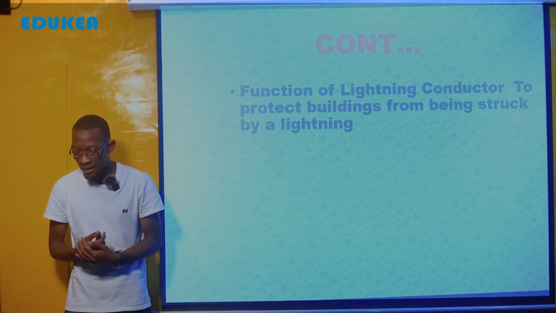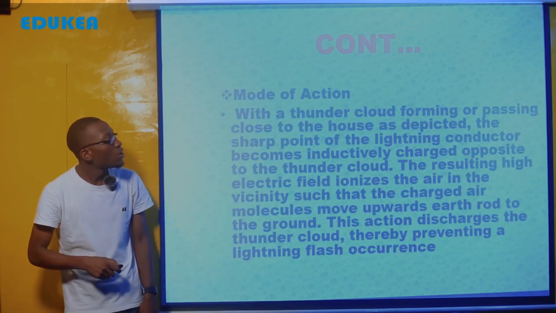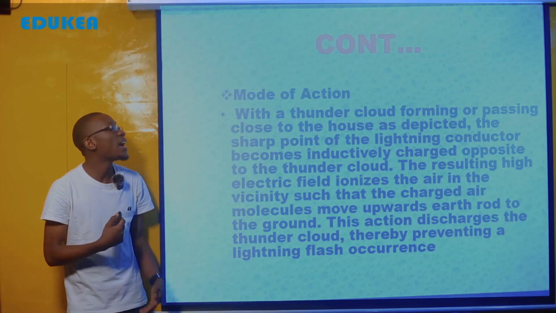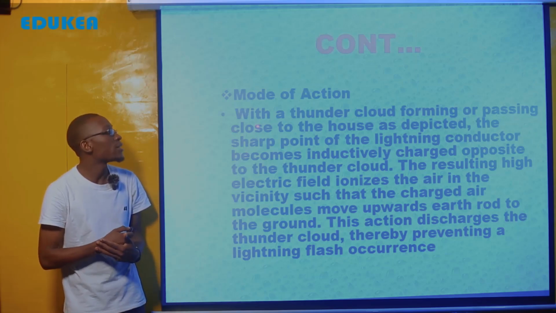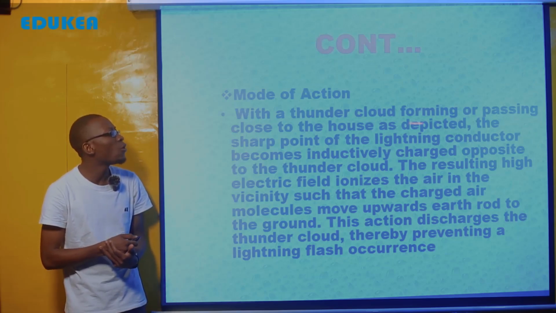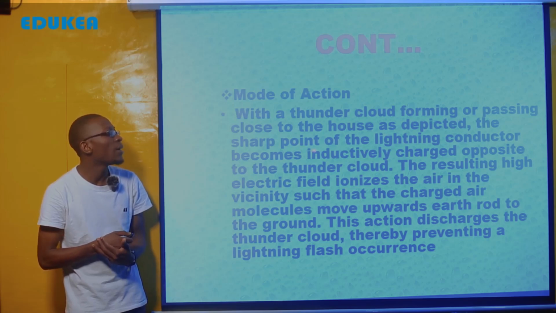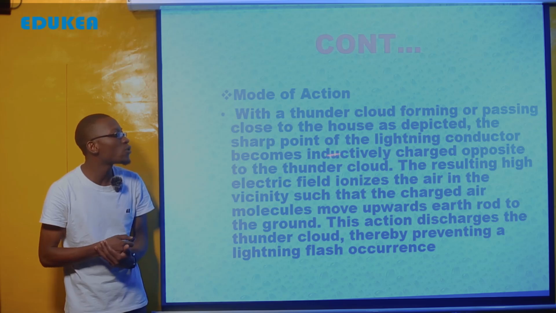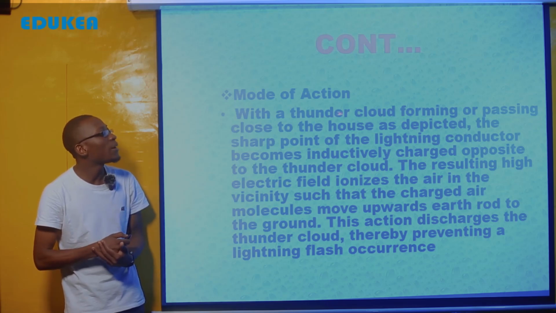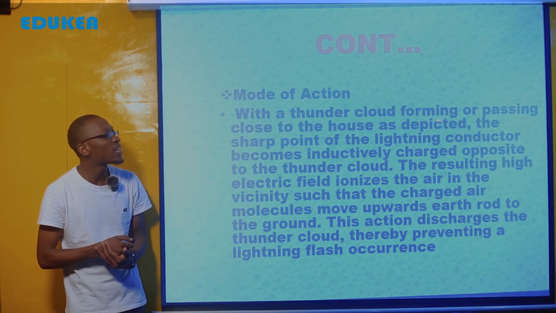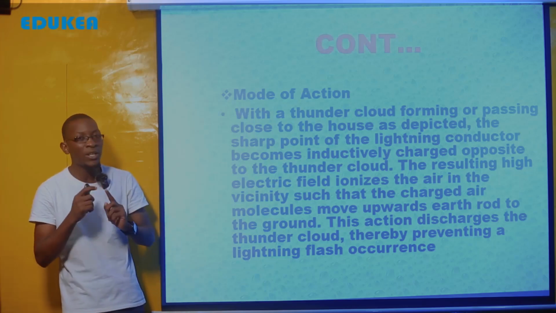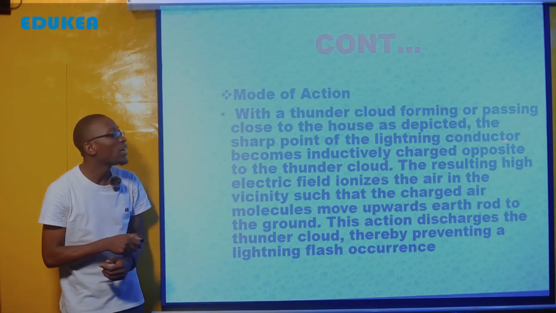Modes of action. Namna gani ambavyo lightning conductor inafanya kazi. With a thunder cloud forming or passing close to the house, as depicted, the sharp point of the lightning conductor becomes inductively charged opposite to the thunder clouds. Kwamba wakati thunder clouds itakapokuwa inatengenezeka au inapita karibu na ile nyumba, ile point ya lightning conductor yenyewe inakuwa inductively charged opposite to the thunder clouds. Kwamba inakuwa na charge tofauti na ile thunderstorms.